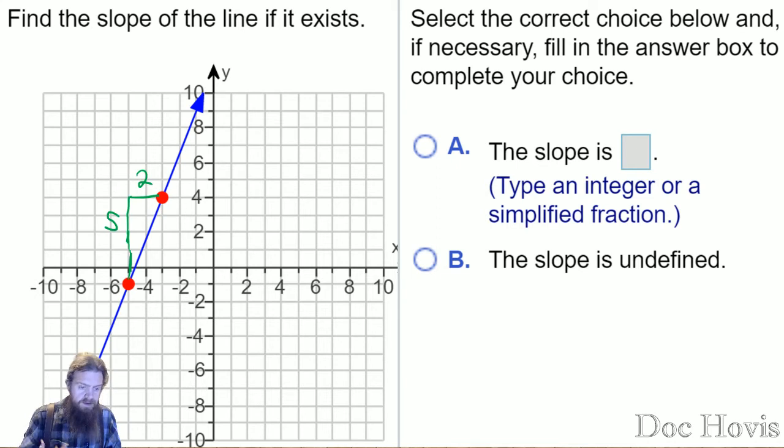5 and 2. Is this a positive or a negative slope? This is a positive slope. I'm rising by 5. I'm running by 2. Going up 5, running 2. Both of those are positive directions. Up and to the right, both positive. This is 5 over 2. Good? Do I need to get out of the way? You can see all that. All right, good.